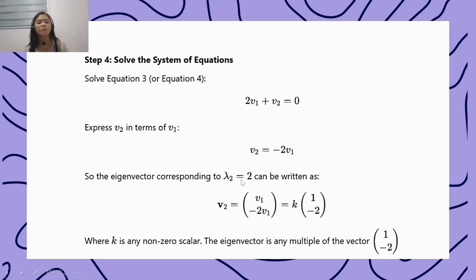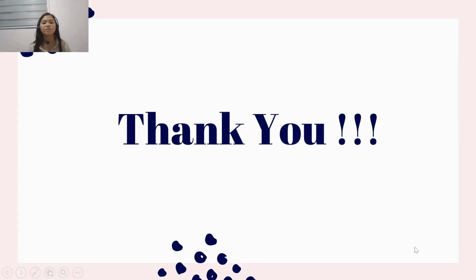So, the eigenvector corresponding to lambda sub 2 equals 2 can be written as, so this one, our numerical coefficient here is 1, and this one is negative 2. So, our eigenvector is any multiple of the vector 1, negative 2. And that's all for our eigenvector and eigenvalue.